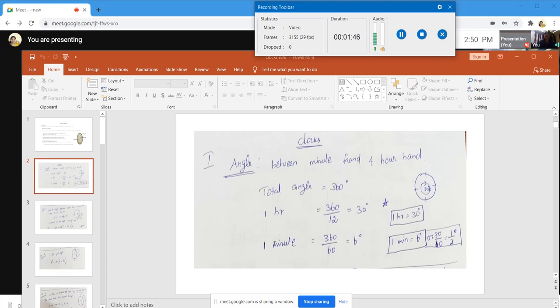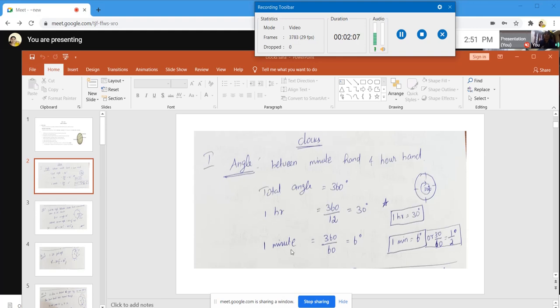The first thing they'll ask in clocks is, right, find out the angle between the minute hand and hour hand. Find out the angle between the minute hand and hour hand. Okay, if they ask like this, what is the basic thing you have to know? The total angle of the dial, we know, is 360 degrees. So for 1 hour, 360 by 12 is nothing but 30 degrees.